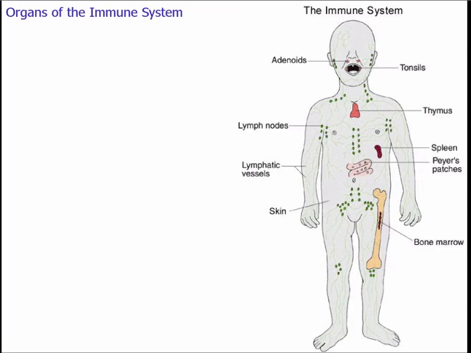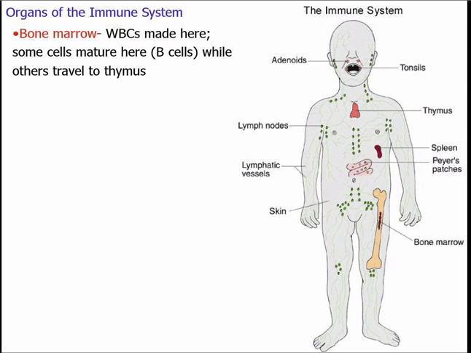Now, before we talk about specifically how the immune system designs its attack, let's talk about the organs of the immune system. You might think you know your body, and there's a lot of things you still don't know. First of all, the bone marrow. What's the significance of the bone marrow? Well, the bone marrow is where the white blood cells are made. It's in the large bones of your body. Some cells mature here, and they're called B cells for bone marrow. Others travel to the thymus.